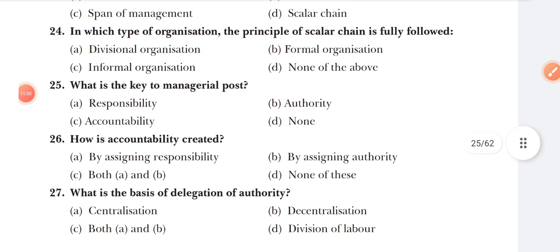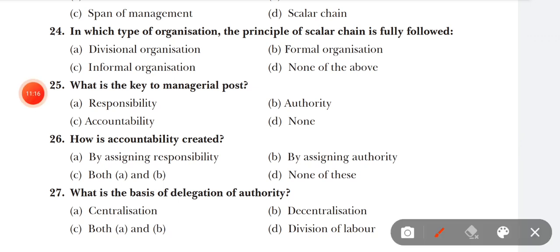Now question 27. What is the basis of delegation of authority? A, centralization. B, decentralization. C, both A and B. Or option D, division of labor. And the correct option of this question is option D, division of labor.